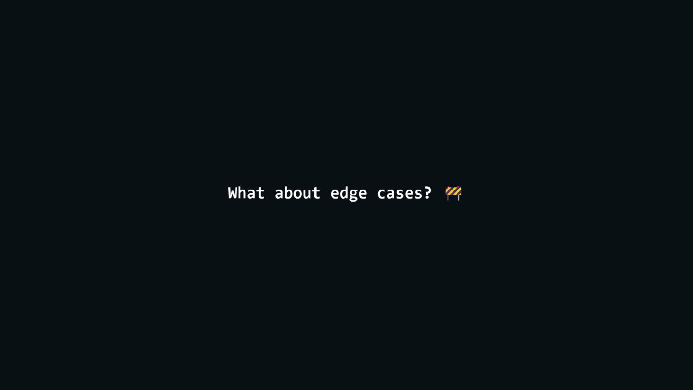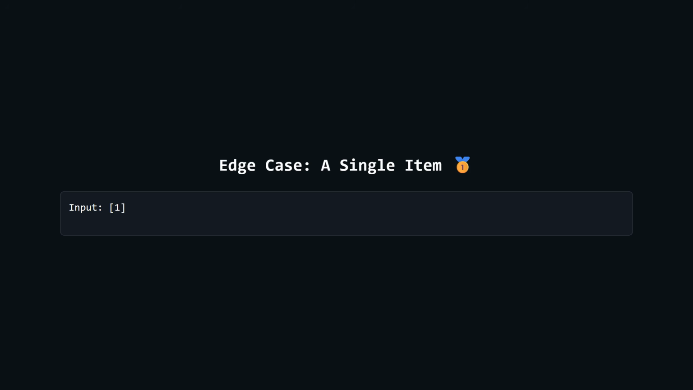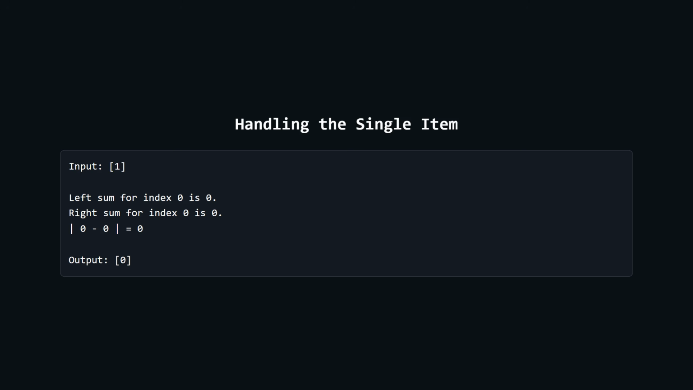With any Leetcode problem, we should always think about edge cases. What is the smallest, weirdest input they could give us? The constraints say the array will have at least one element. So what if the input list is literally just the number 1? If there is only one item, there is absolutely nothing to its left, so the left sum is 0. There is nothing to its right, so the right sum is 0. The absolute difference is 0. Our logic handles this perfectly without crashing.